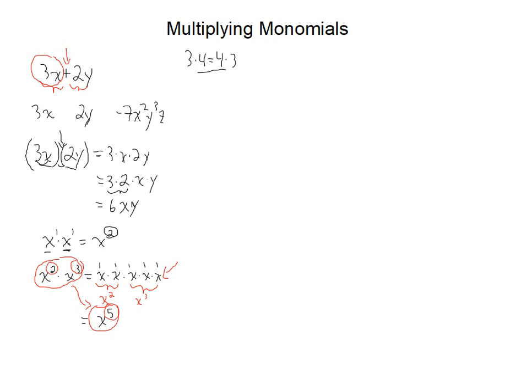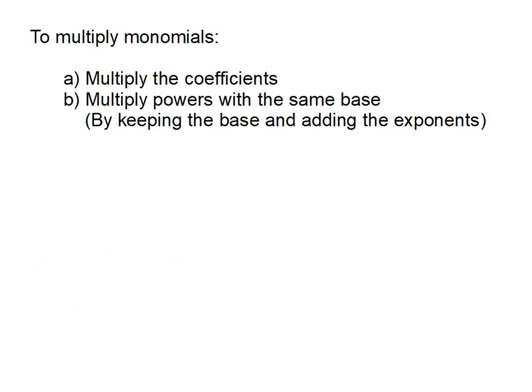So, the idea behind multiplying monomials is that we multiply the coefficients. We'll do a couple of examples so you can see this, but we'll multiply the coefficients together, and then we'll multiply the powers that have the same base. The rule of adding the exponents only works if we're multiplying the same base. The way that we multiply powers with the same base is by keeping the base and adding the exponents. Let's have a look at some examples.